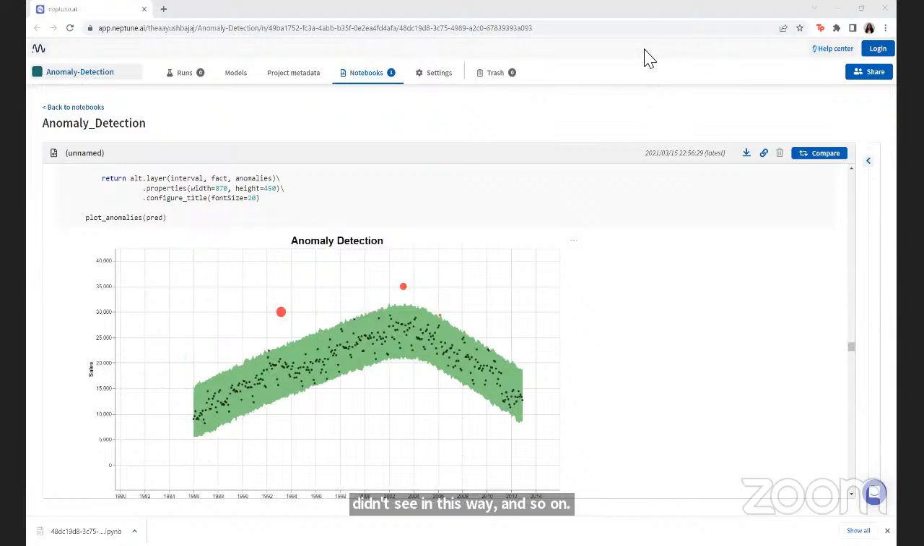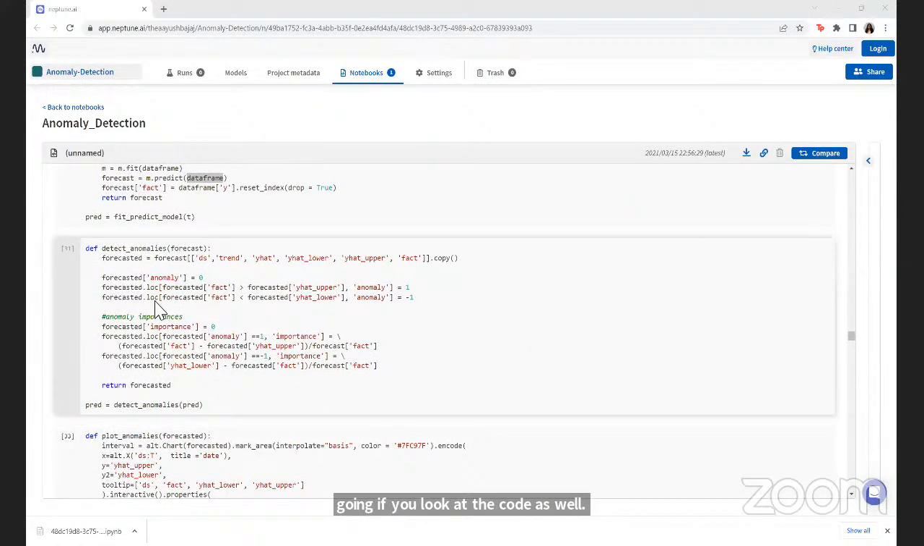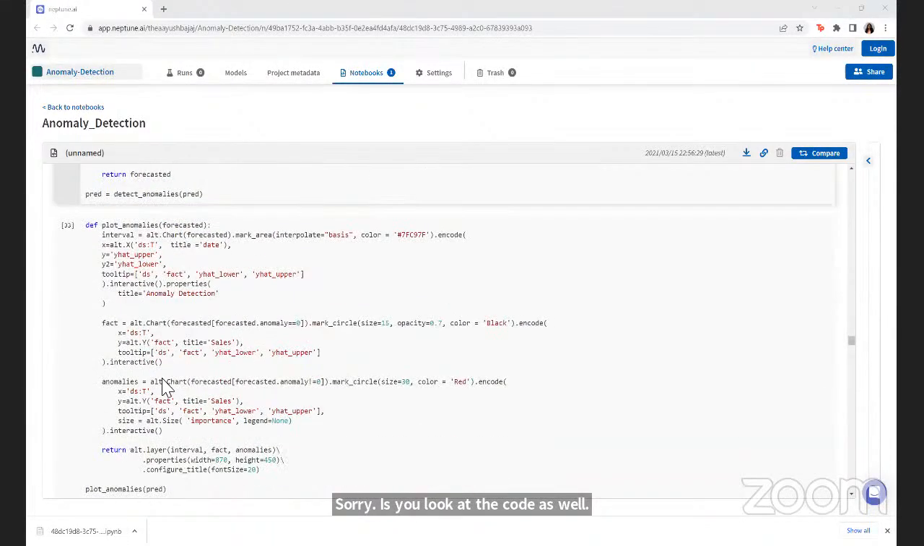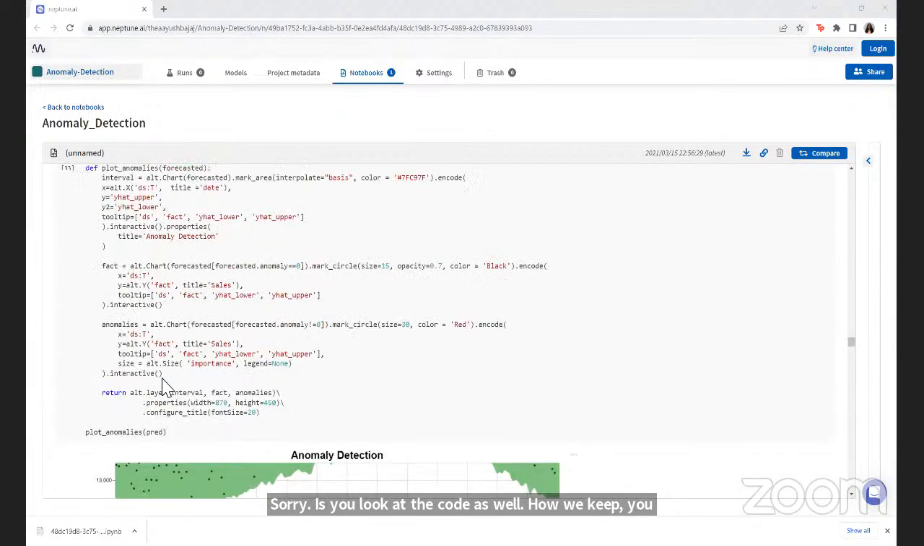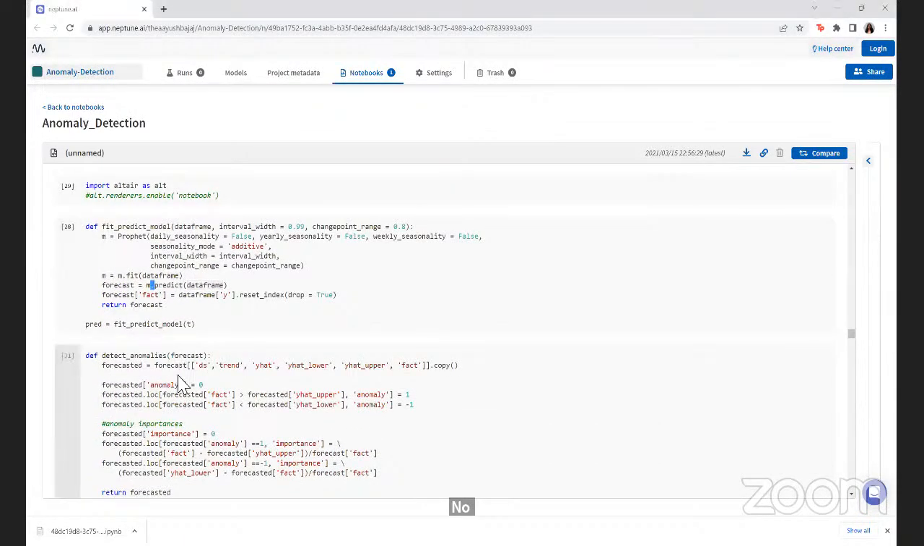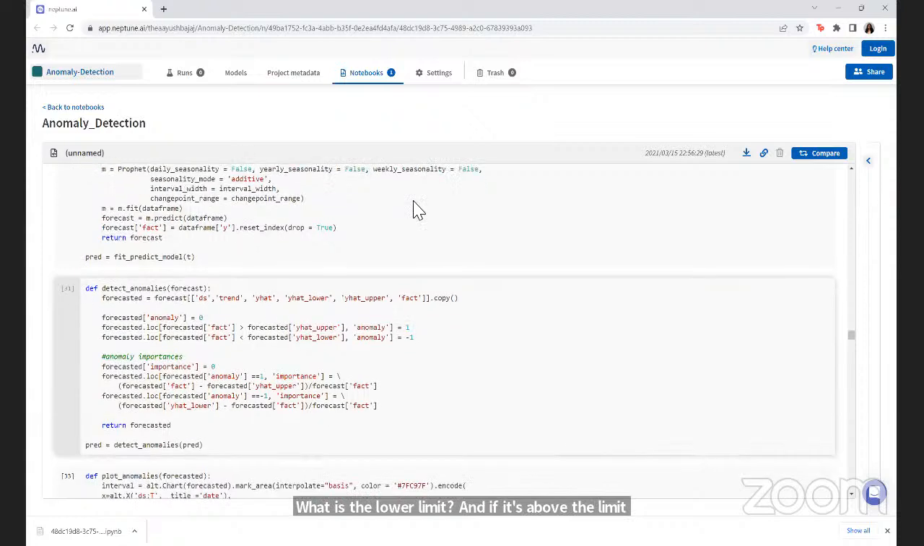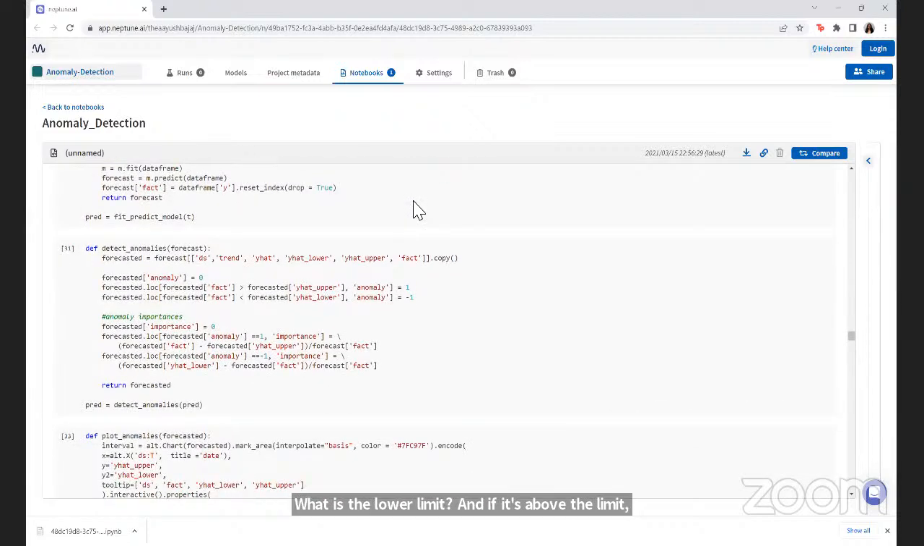So if you look at the code as well, we keep going back and forth to detect the anomalies, right? We're predicting, we're checking what is the upper limit, what is the lower limit, and if it's above the limit, we're saying it's an anomaly. All right, moving to the next method.